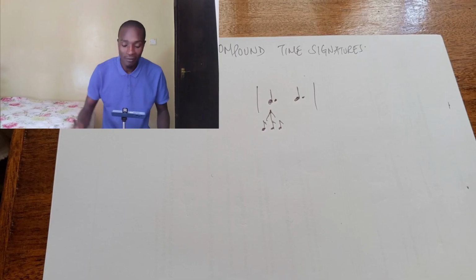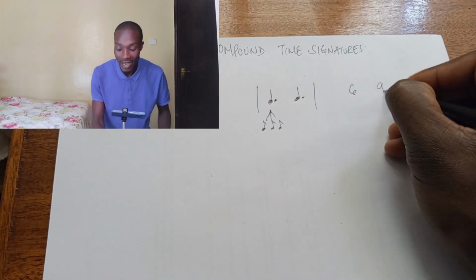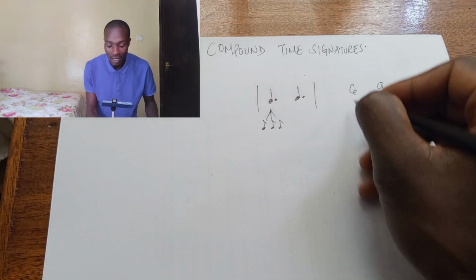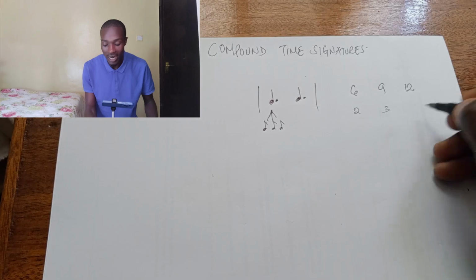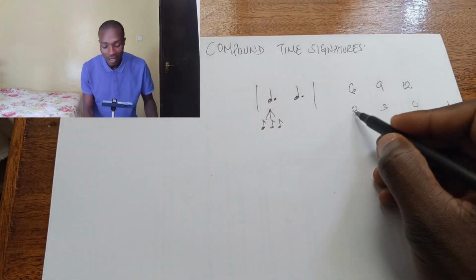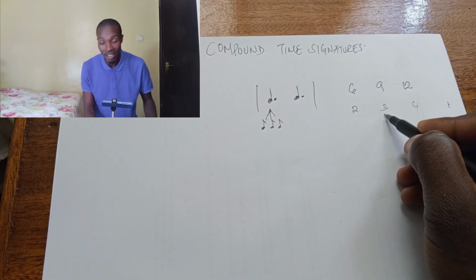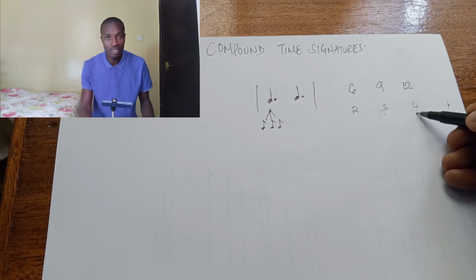For you to have a compound time signature, you are going to have figures on top, like 6, 9 and 12. And you'll see that for you to find how many beats there are, you are going to divide 6 by 3, which is going to give you 2. These are the number of beats. And then we have 3, and then we have 4. So we'll have 2 dotted beats. Here we have 3 dotted beats, and when it is 12, we have 4 dotted beats.